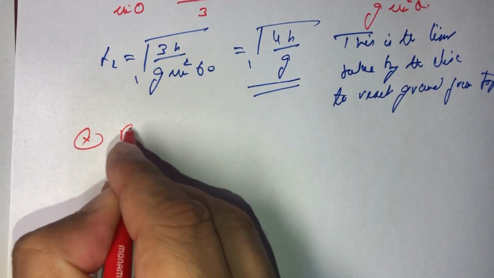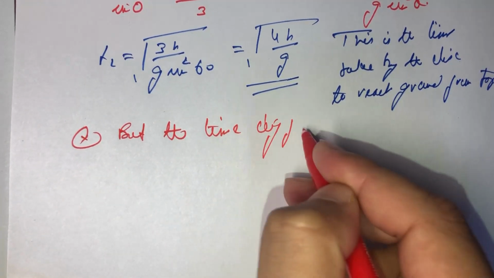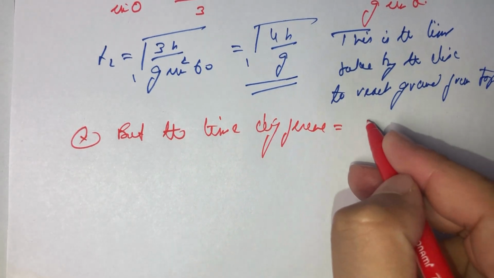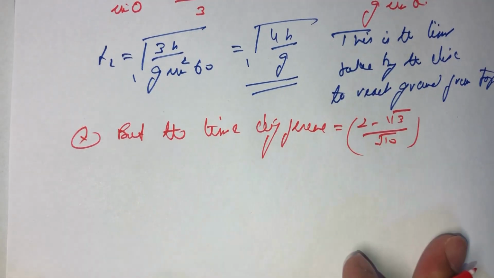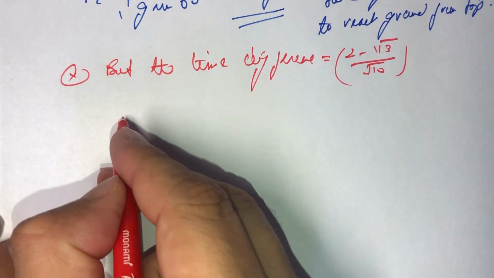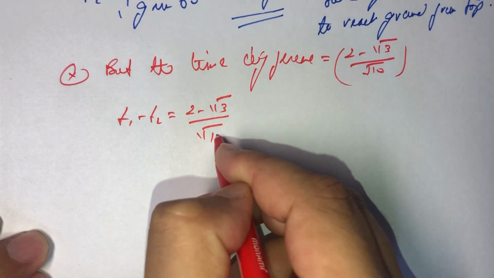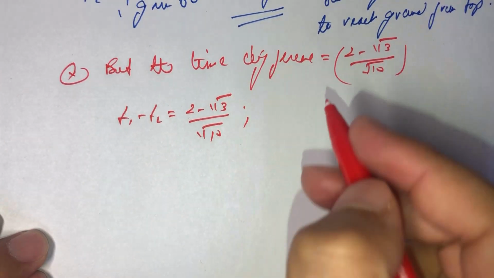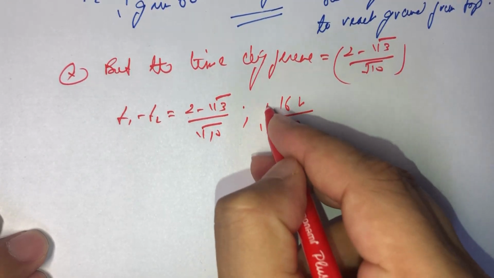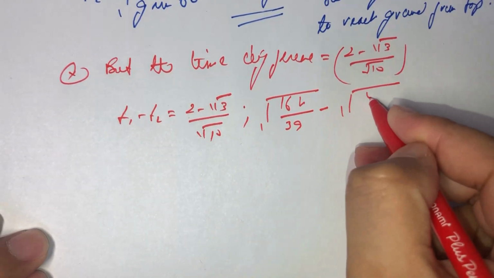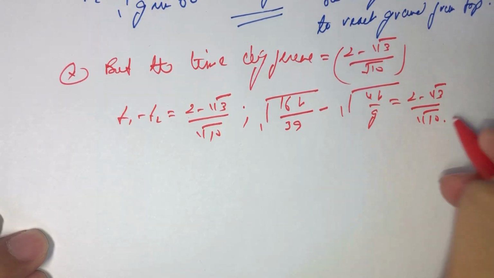So you can say the time difference is equal to 2 minus square root of 3 divided by square root of 10. So we can say that T1 minus T2 is equal to 2 minus square root of 3 divided by square root of 10. Substituting the value of T1 and T2, we get square root of 16h divided by 3g minus square root of 4h upon g is equal to 2 minus square root of 3 divided by square root of 10.